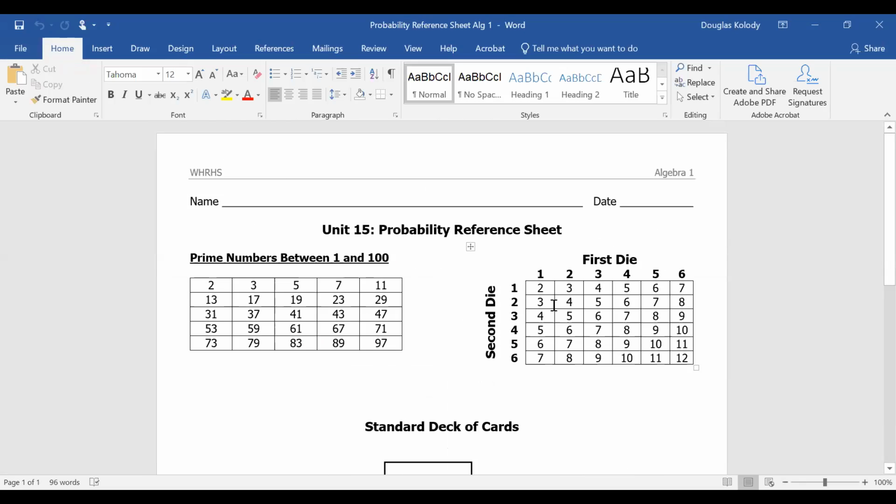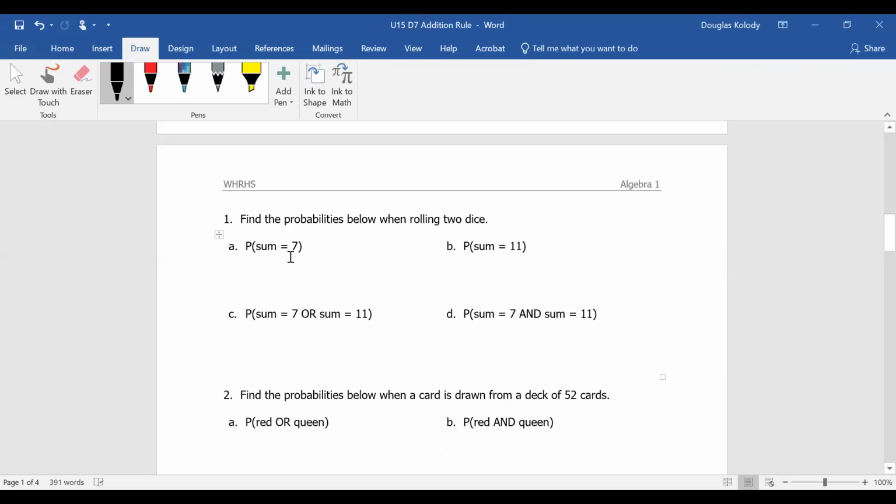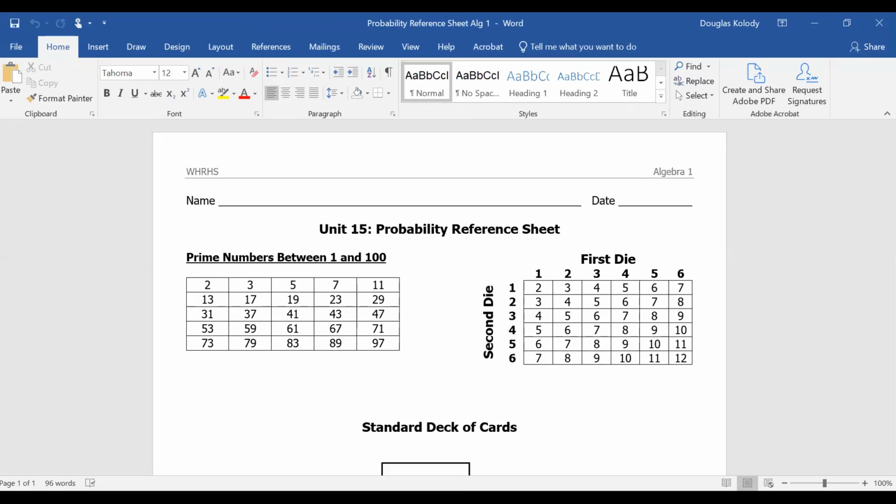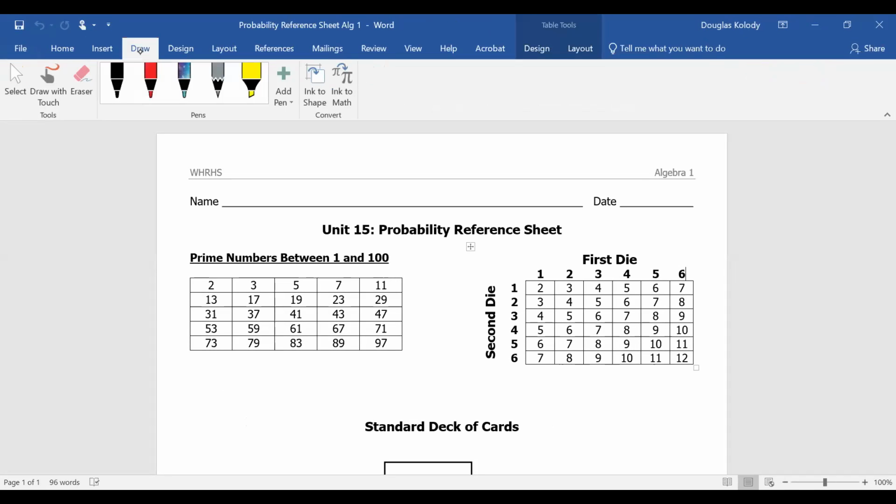Rolling 2 dice, that means there are 36 possible outcomes. Okay, I will toggle back and forth between the sheet here. What's the probability that the sum equals 7? So right off the bat, I know that my denominator is going to be 36. So how many 7s are there? Well, to find this particular sum, you go along the diagonals here. So let me use red this time. Aren't these all the 7s right there? How many are there? 1, 2, 3, 4, 5, 6, 7.